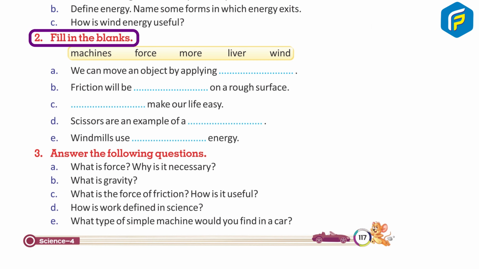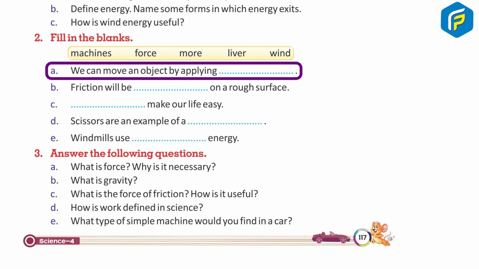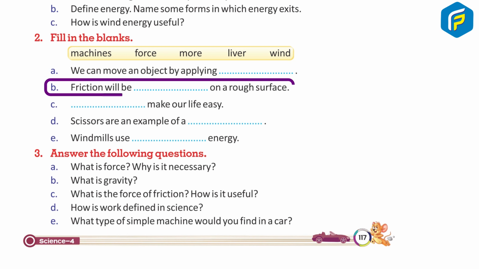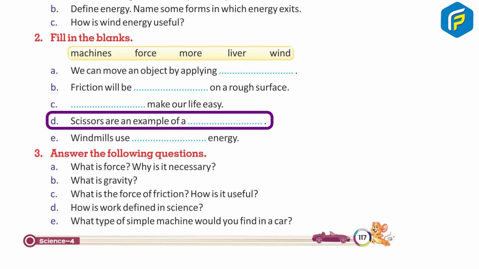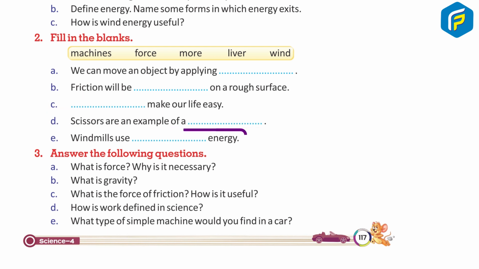2. Fill in the blanks. A. We can move an object by applying dash. B. Friction will be dash on a rough surface. C. Dash make our life easy. D. Scissors are an example of a dash. E. Windmills use dash energy.